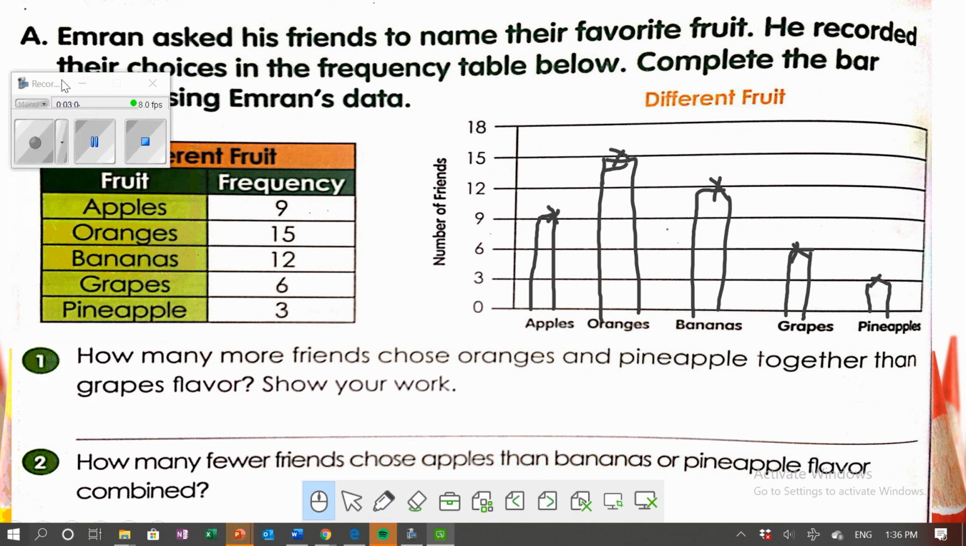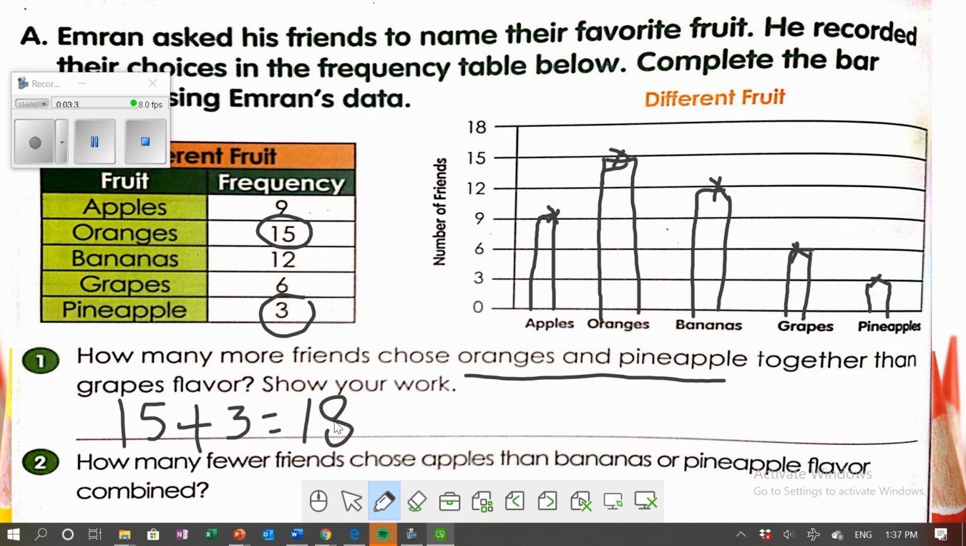How many more friends choose oranges and pineapple together than the grapes flavor? Show your work. So I want oranges and pineapple. This is the first step. Oranges and pineapple together. How many oranges? 15. How many pineapple? 3. So the first step is 15 plus 3 equals 18. Now I have to gather the oranges and pineapple. After that, I have to compare. Then grapes. How many grapes do I have? 6. So that means I make a line like this.